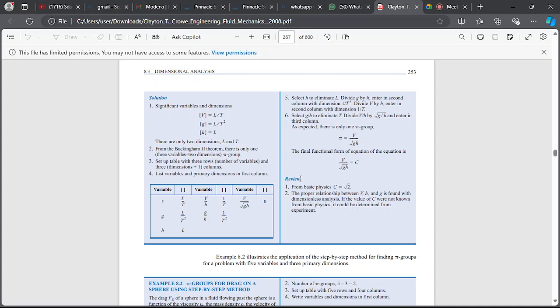So now if you want to do the table method, what you do is you write the variables. I don't know if I should copy this table or draw it. Let's do this.